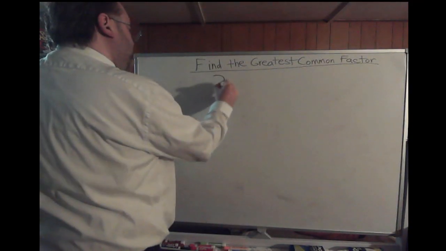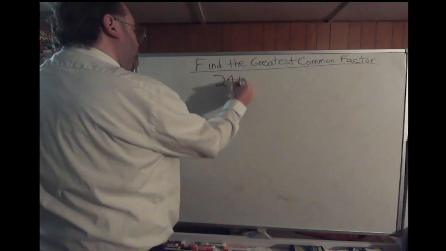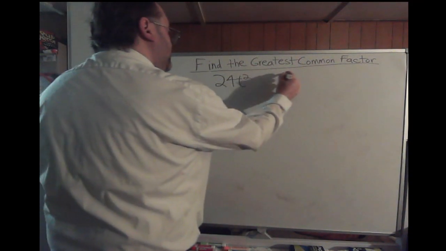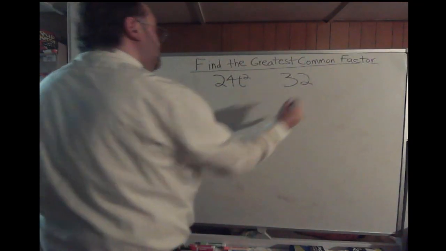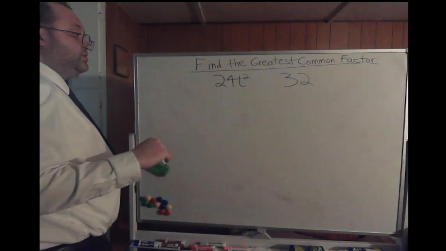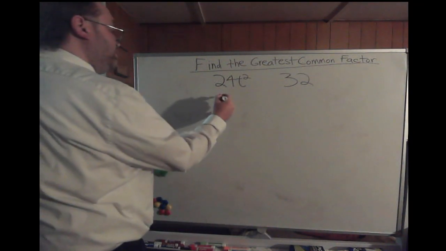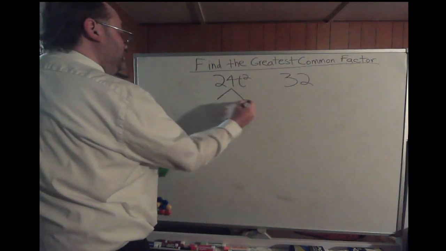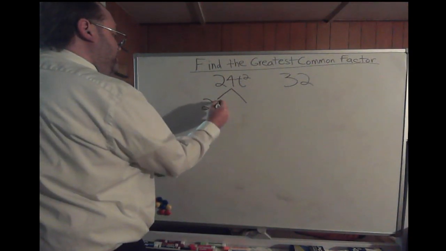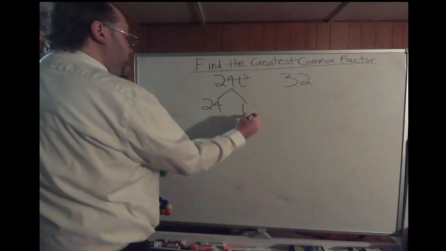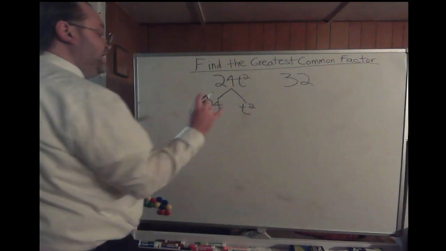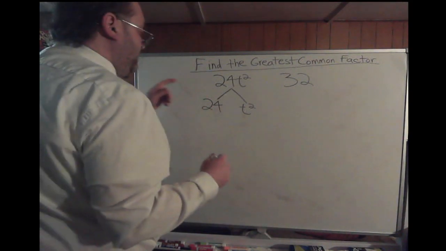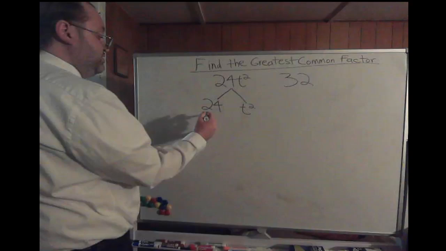Alright, we have 24t squared and we have 32. So we got 24t squared and 32. Well, once again, let's do the prime factorization of each number. You have 24 times t squared, so 24 and t squared are factors of 24t squared. Now, what's a factor of 24?